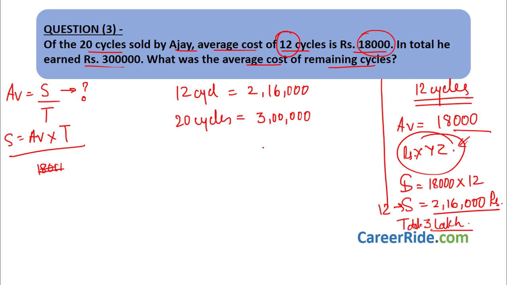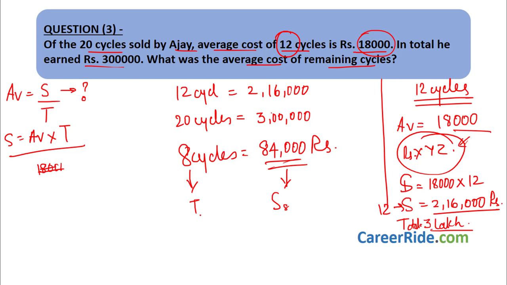So you should see that remaining 8 cycles which are there, for how much did they sell? How much money was collected by selling those remaining 8 cycles? 3 lakh minus 2 lakh 16,000, that is nothing but 84,000. So by selling these remaining 8 cycles, Ajay collected 84,000 rupees. So this is nothing but the sum for 8 cycles. This is nothing but total number of cycles, right? So what is the average for the remaining cycles?